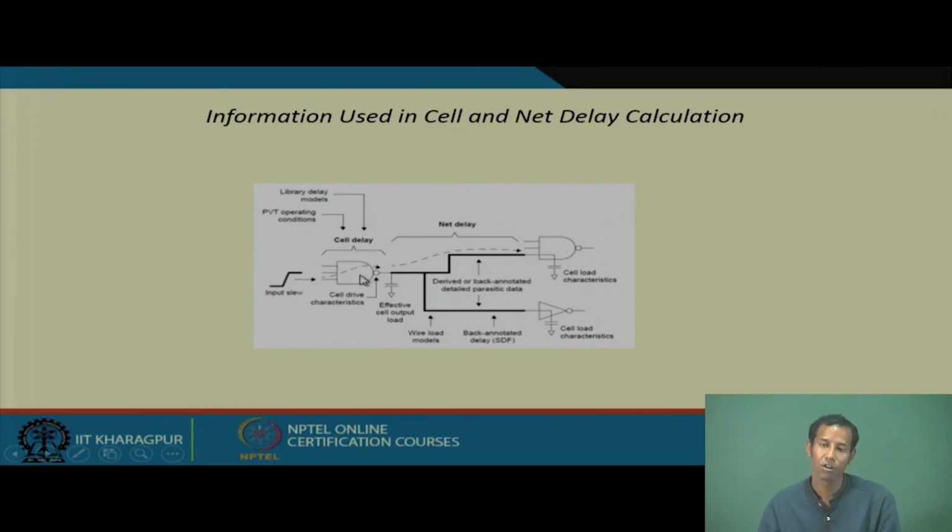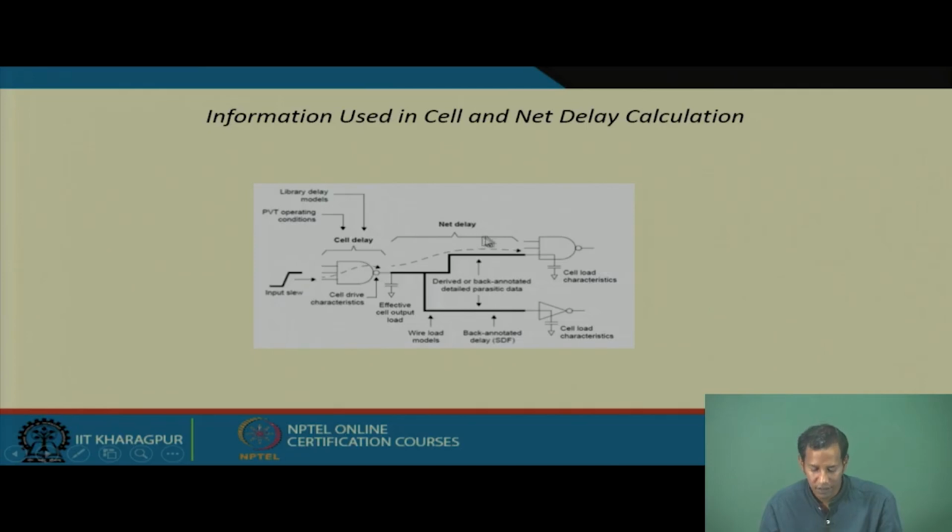Okay. And it also depends on the fan out of this particular gate. If you are using a fan out of 4 or a fan out of 2, then the delay information will be different for the same NAND gate. Because of the effective cell output load, the delay will be different. Then, as it is connected to this and to this, this black colored one will be associated with the net delay.